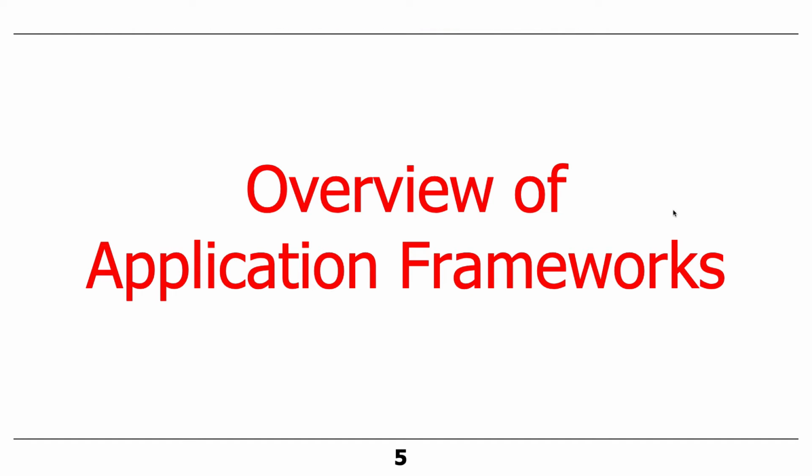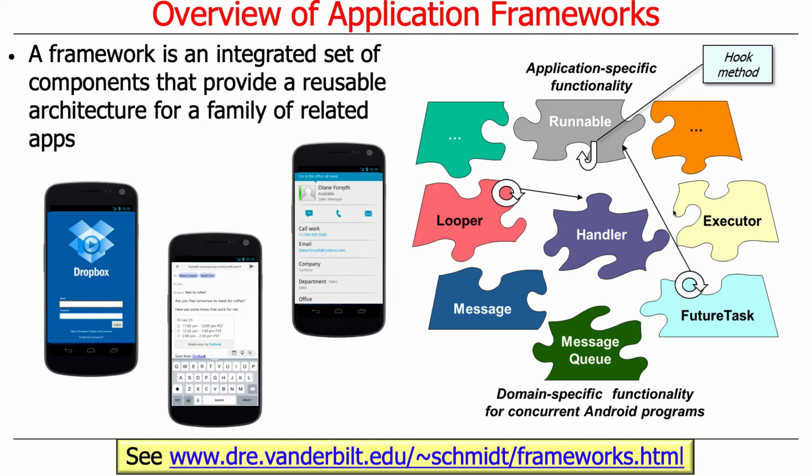So first question is, what is an application framework? A framework is basically an integrated set of components, classes, functions, whatnot, that provide a reusable architecture for a family of related applications or related apps. So the key theme here is it's an integrated set of things. They work together. It provides a reusable architecture. You can keep customizing it for other purposes for a family of related apps.